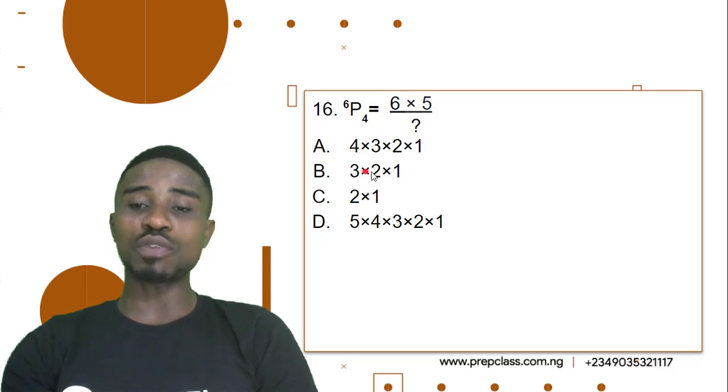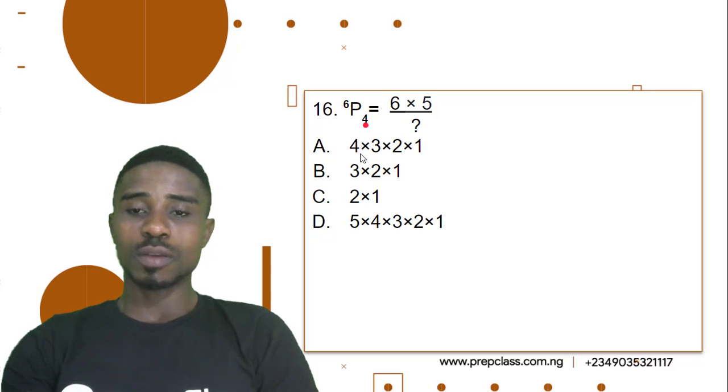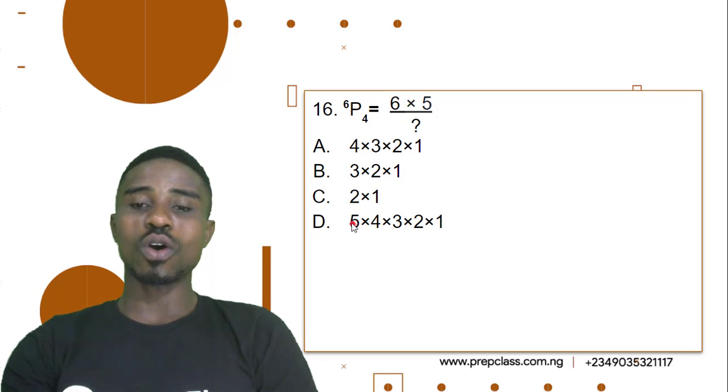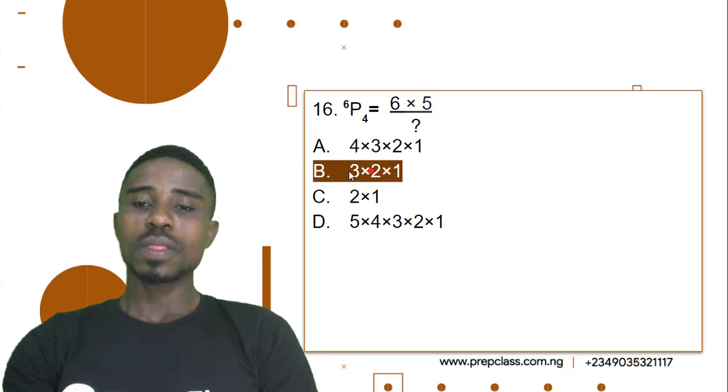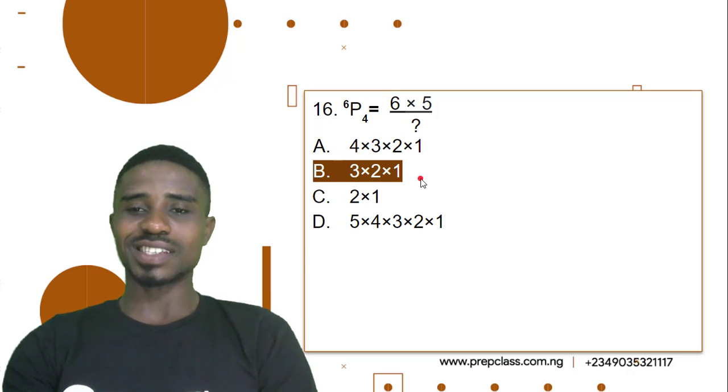Option B is definitely our correct answer because it started from a number 1 place lesser than the base. 3 times 2 times 1. Our answer is not option C nor option D. So our correct answer would be option B. Let's check it out. Option B, 3 times 2 times 1 is our correct answer. Let's look at the next question.